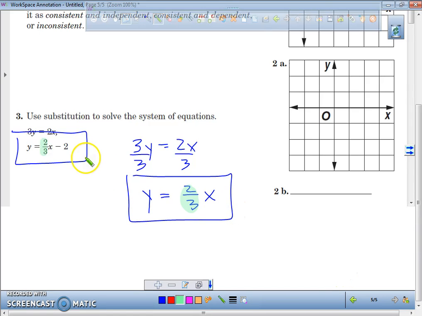How would this be the same line? They'd have the same y-intercept. Okay, so they'd have the same y-intercept and the same slope and then the same line. That's where it's infinite solutions.